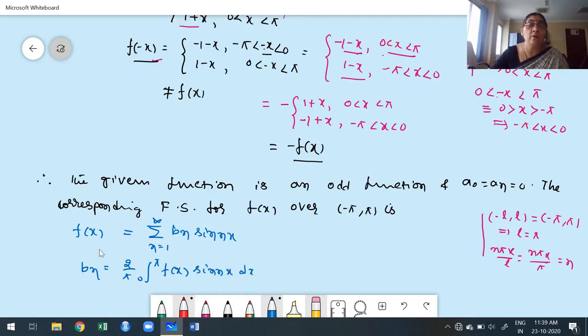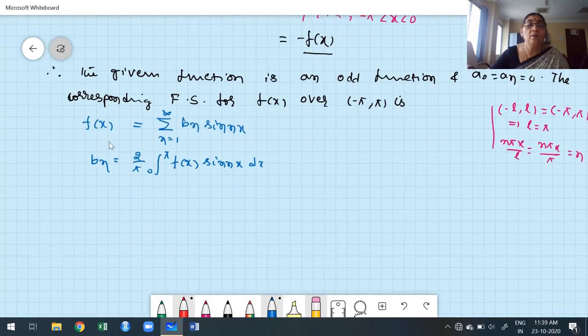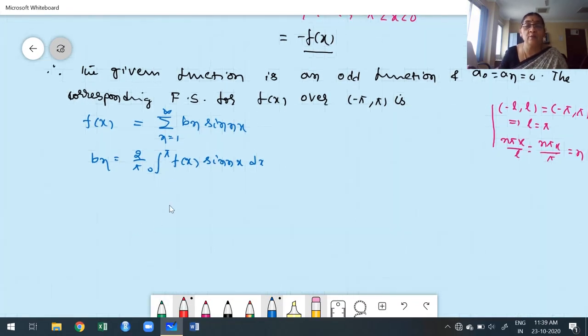Instead of bn, what are we going to take? f of x. Now, it's not necessary to take the entire range. It is enough to evaluate the bn value only in the range 0 to pi. Okay. Now, bn equals 2 by pi, 0 to pi. Now, you have minus pi to 0 and 0 to pi.